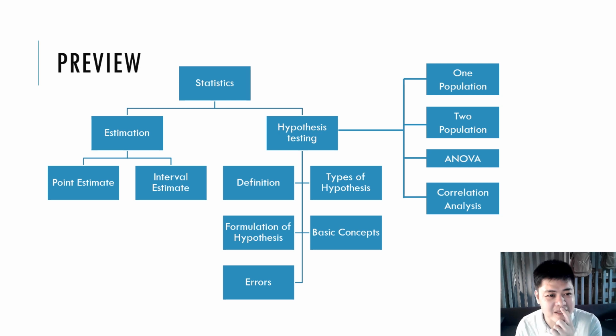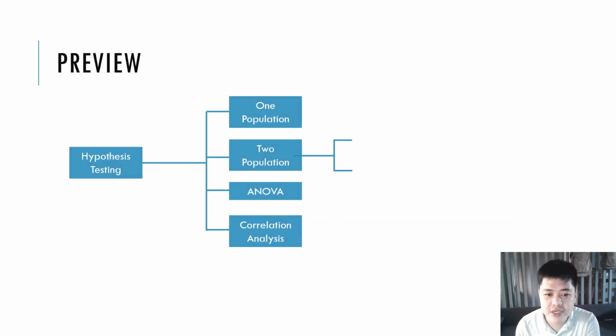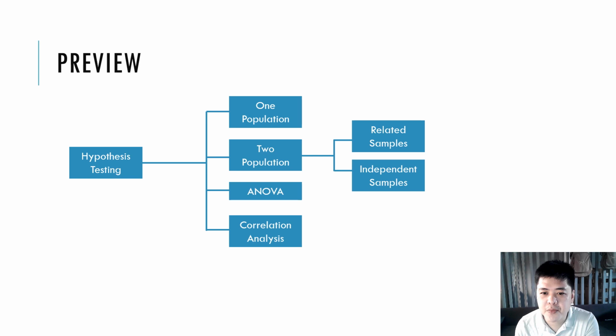Okay, so as a sort of review, we're already done with one population in lecture 3 and lecture 4, and now we will do two populations. For two populations, we'll do the technique for related samples and for independent samples. Actually, for independent samples, we'll still distinguish whether we're going to assume equal variances or unequal variances. So basically, there are still branches, two more.